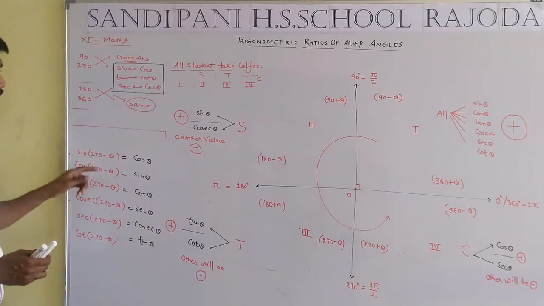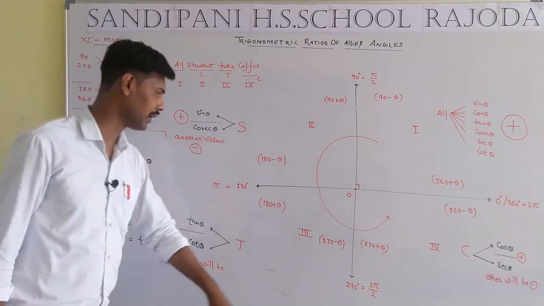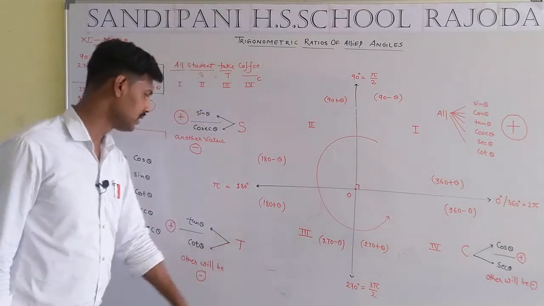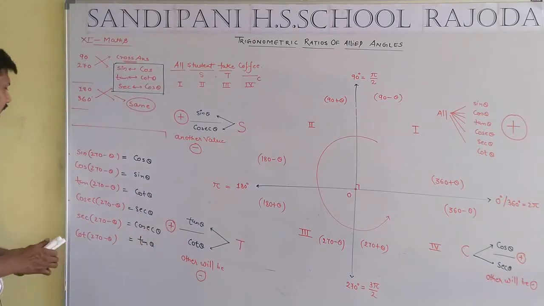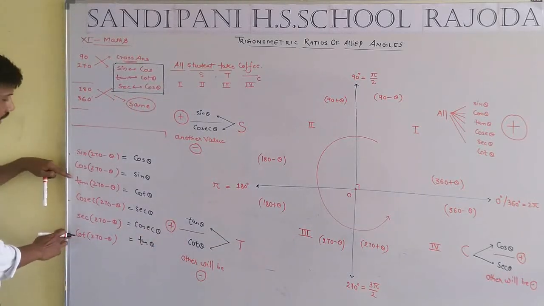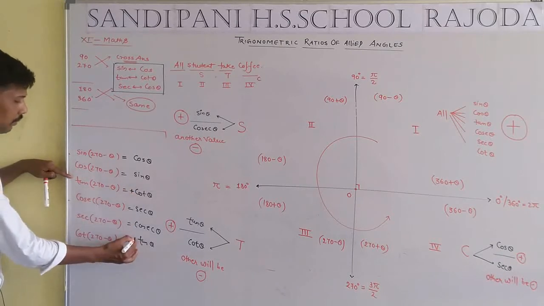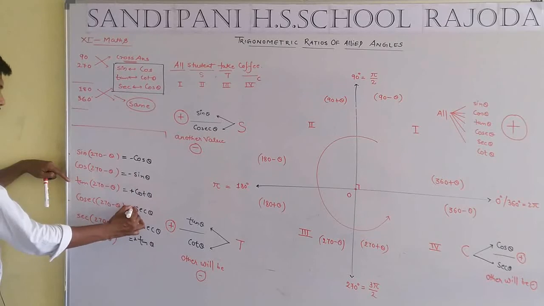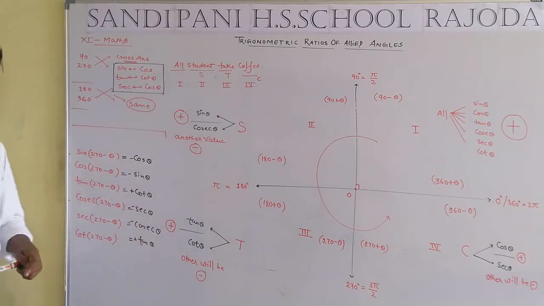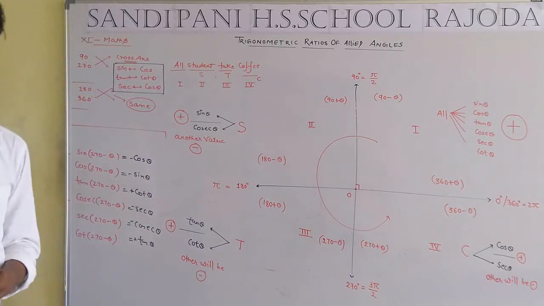270 minus theta lies in part number 3. The message of part number 3: the answers of tan and cot will be positive, other answers will be negative. I hope you understand about the 270 minus theta.